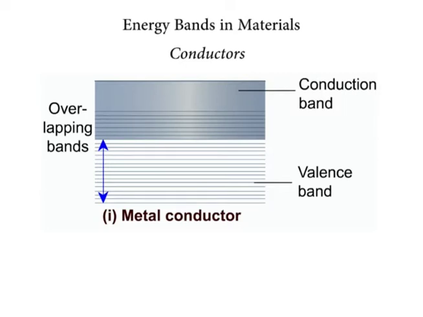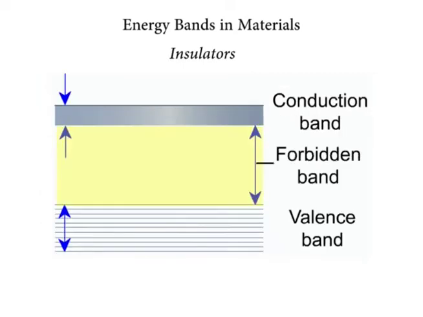In insulators, the conduction and valence bands are separated by a wide forbidden gap. For an insulator, the valence band is completely filled by electrons, which are tightly bound to the atoms, but the conduction band is empty. The two bands are separated by a very wide forbidden gap, so the electrons are unable to gain enough energy to jump from the valence band to the conduction band.